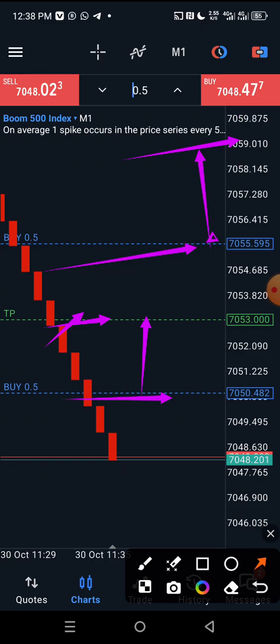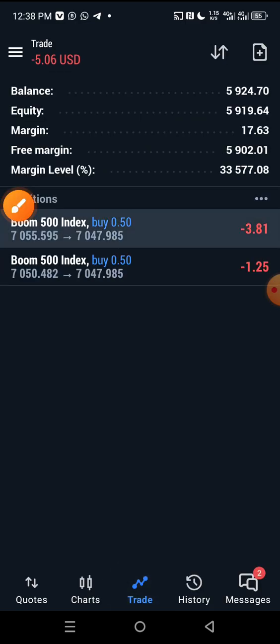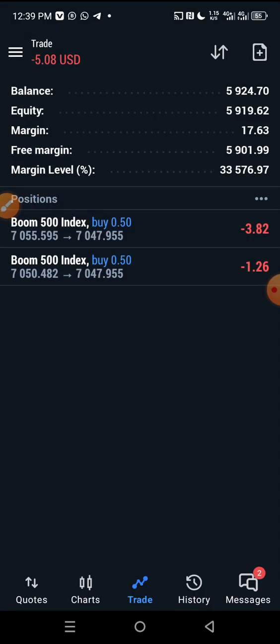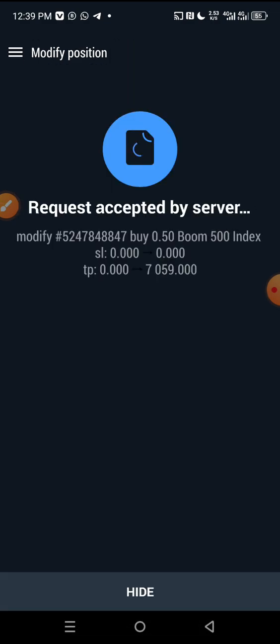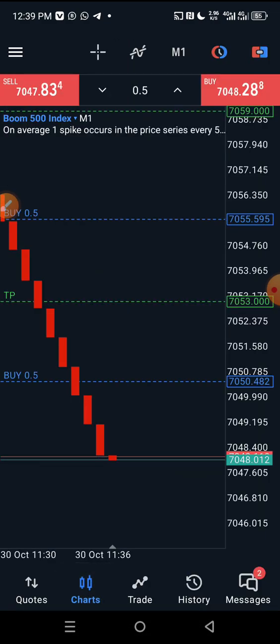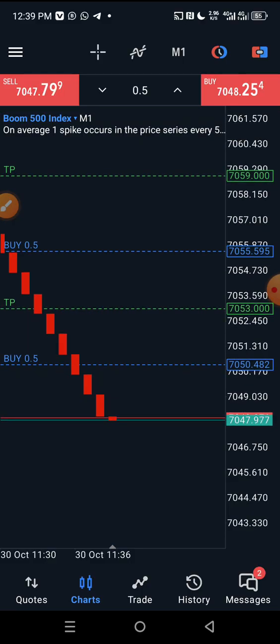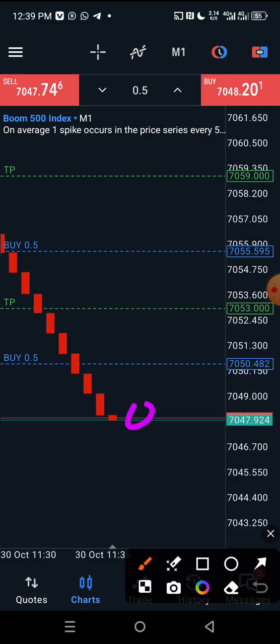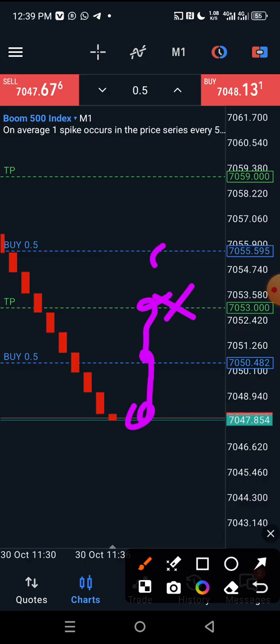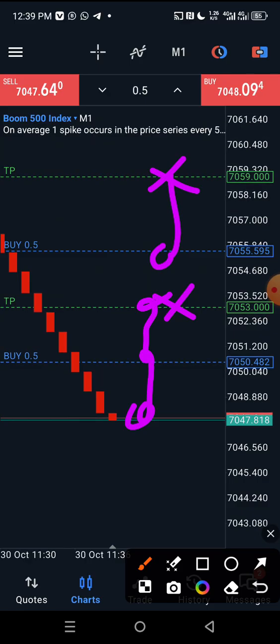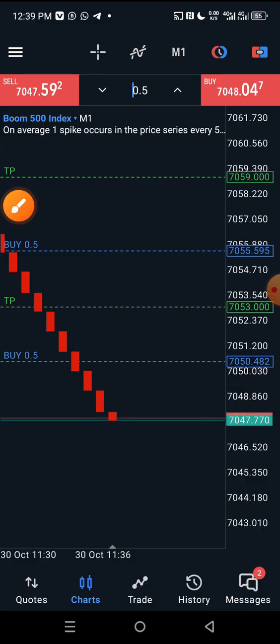Okay, 70.59. You can go to the first trade, you press and hold, modify, you put 70.59, or even 58. Are you seeing it now? You can see the take profit at the top, meaning that if this spike happens and crosses and touches, this one will close. The second trade will close. If it happens again and hits this one, the second trade will close. Are you seeing it now? Let's assume as this price is here now.